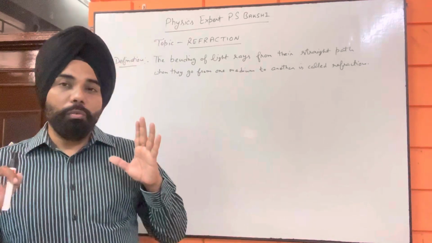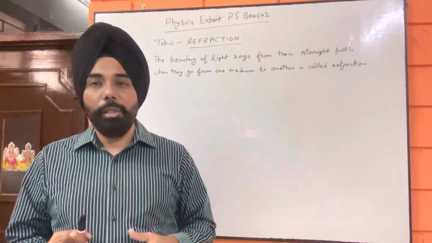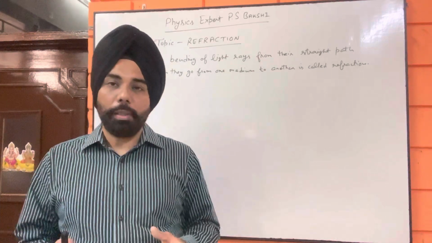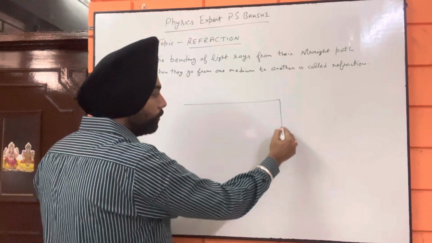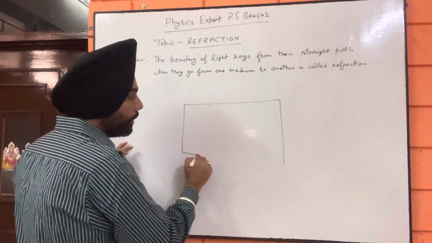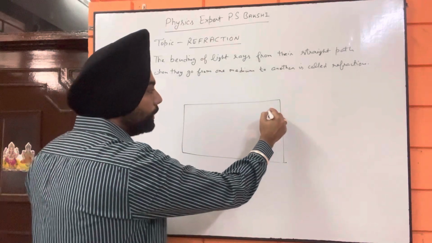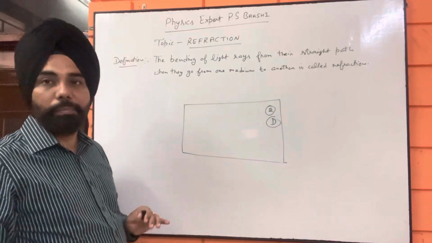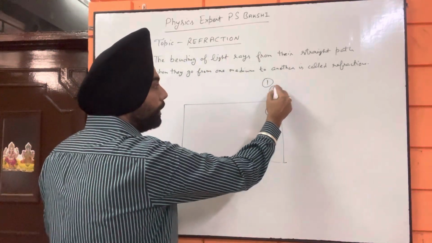First of all, what is refraction basically? Whenever light comes from one medium to another medium, it is going to bend from its path. Now, we are just drawing a diagram. So we are assuming this is a denser medium, the second medium, and that is going to be the first medium. It is a rarer medium.